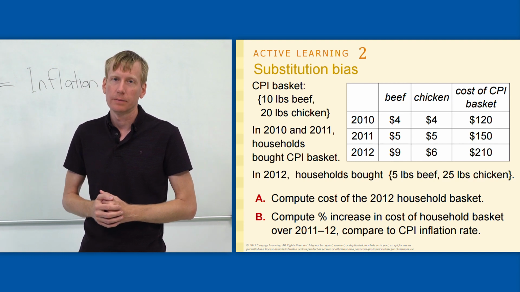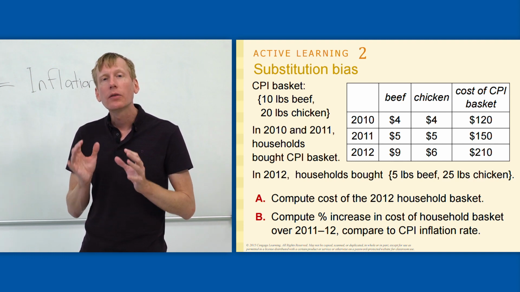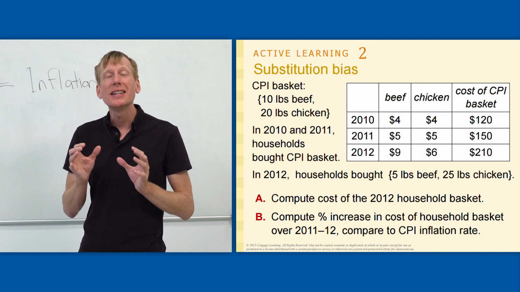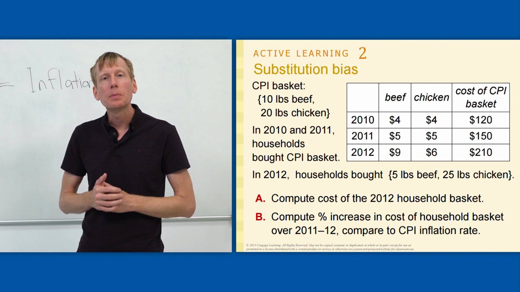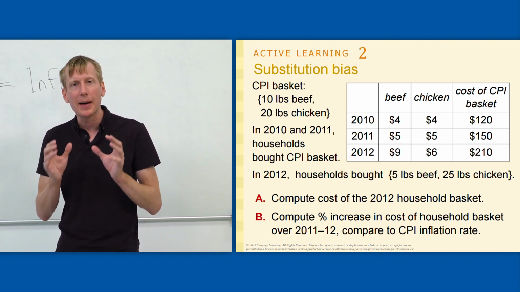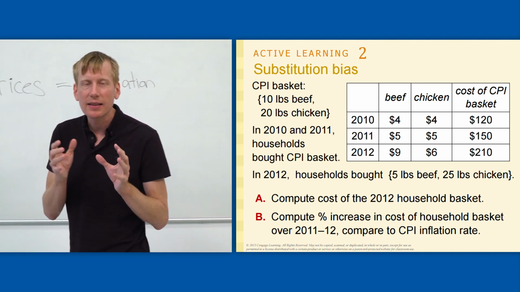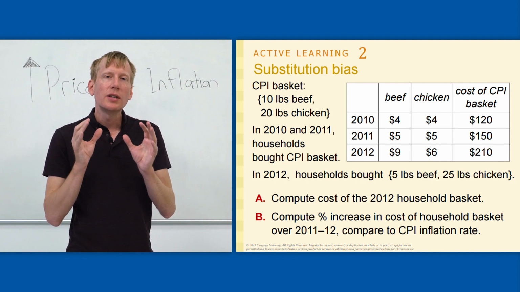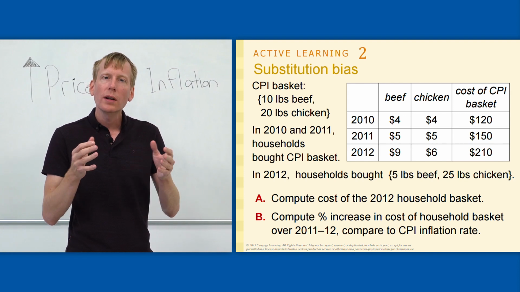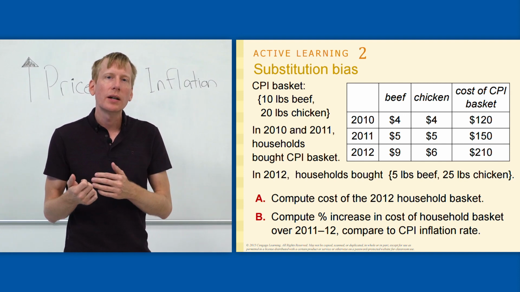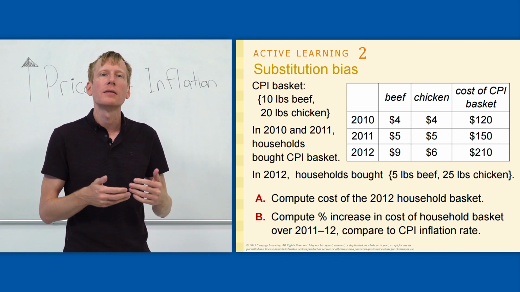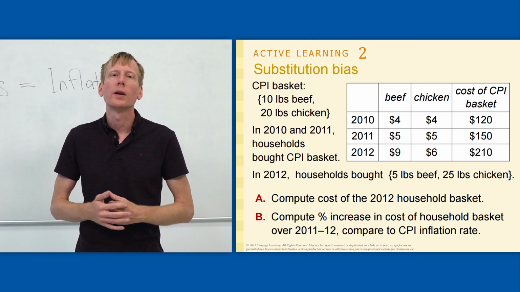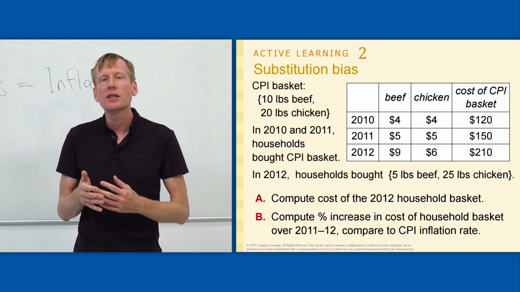Substitution would occur. Now, if we were to calculate the GDP deflator, in contrast, the GDP deflator doesn't use a fixed basket of goods like the CPI does. So the GDP deflator would allow the amount of chicken that we consume to rise, moving from one year to the next, and the amount of beef that we consume to fall, moving from one year to the next, as we choose to substitute.